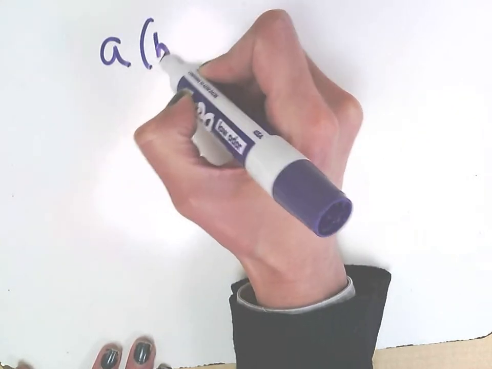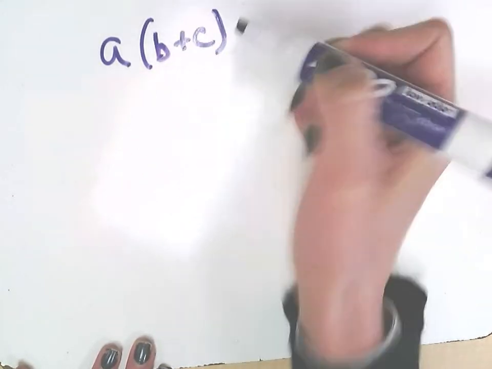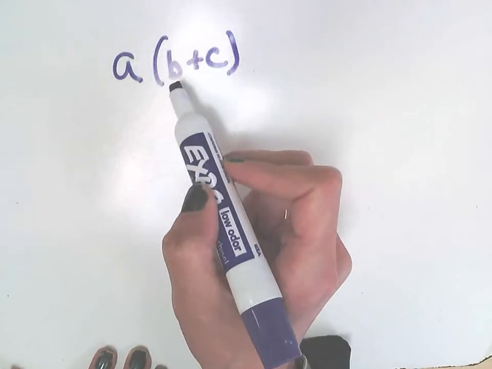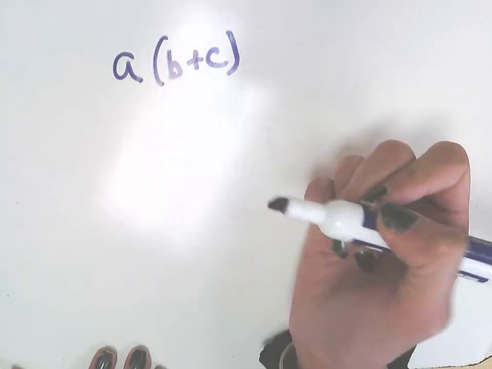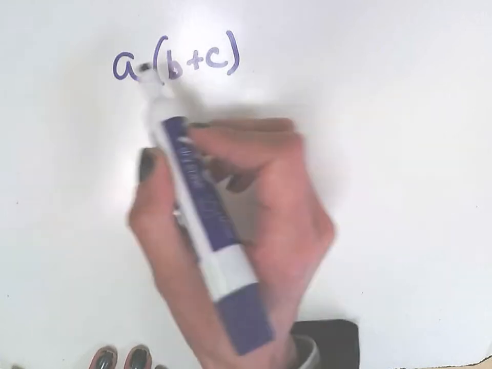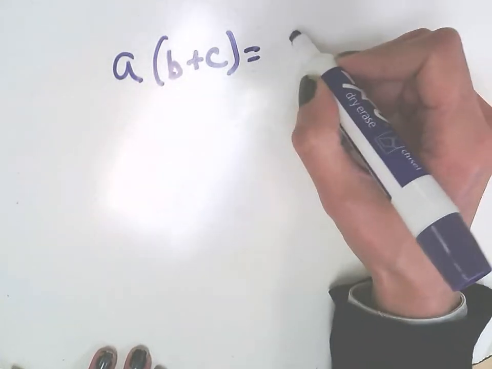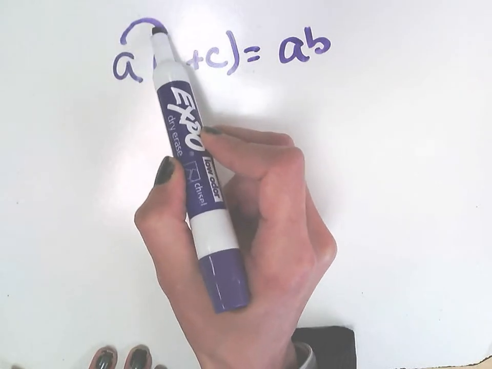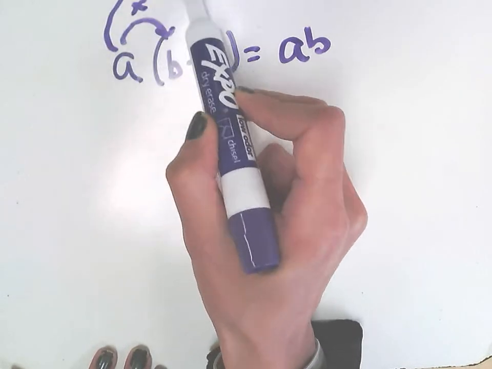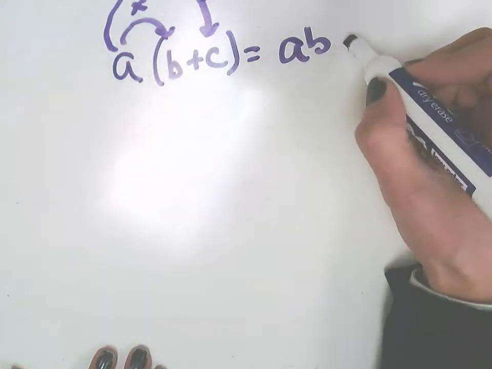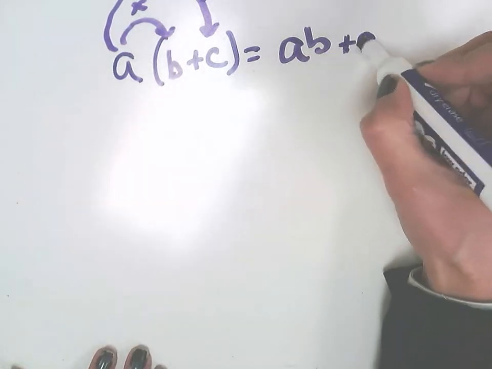If we had something here multiplied to whatever's inside this parentheses, we have a choice. One is we could just add these terms first and then multiply that sum by a, but what we could also do is distribute it, and do that multiplication twice, once to each term inside the parentheses, and get a times b plus a times c.